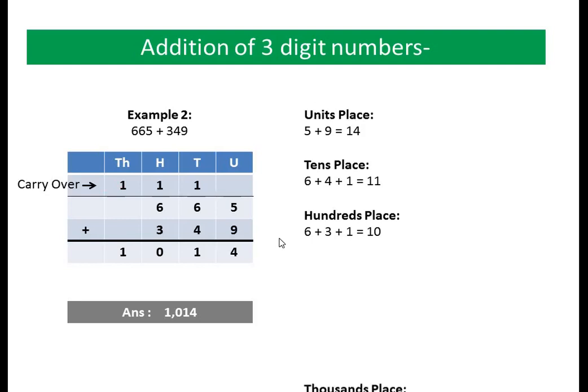Then addition of thousands place, that is 0 plus 0 plus carried over 1 is equal to 1. So we write 1 in thousands place. Thus answer is 1014.